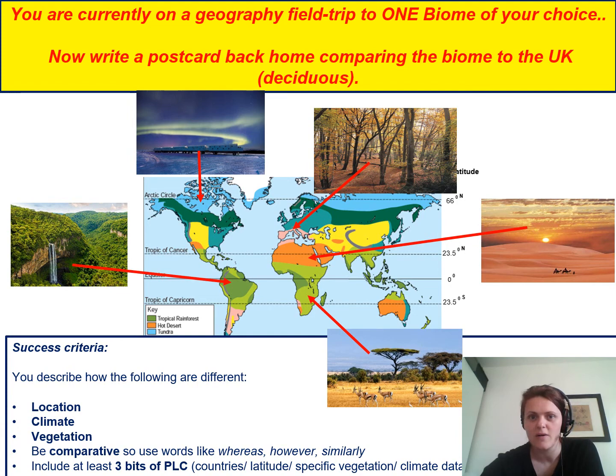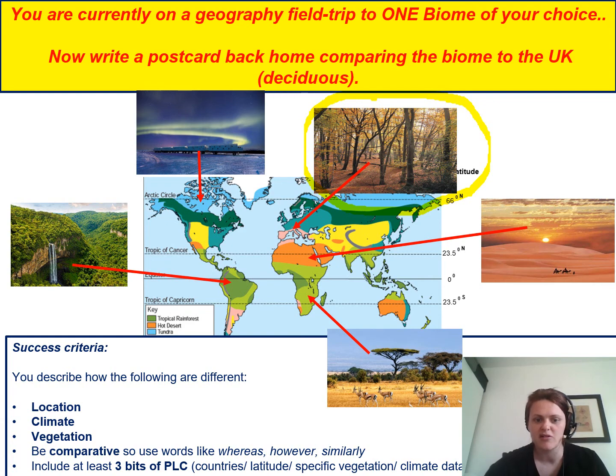Right, now you know all about those different types of biomes that we have around the world. What I want you to do is just imagine that you are on a geography field trip and you have visited one biome that we've looked at. You can choose what one you want to do. I want you to write a postcard back home comparing the biome that you're in to the UK. So remember, the UK is the deciduous forest. So it's this one up here. This is the UK one, the deciduous forest. So I want you to choose any of the others and I want you to write a postcard comparing them.